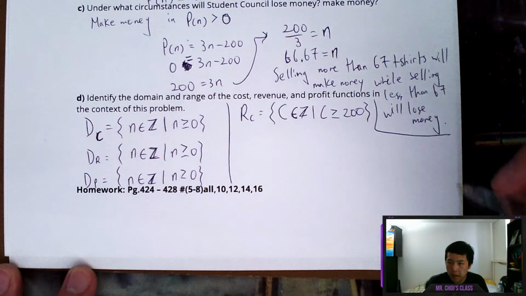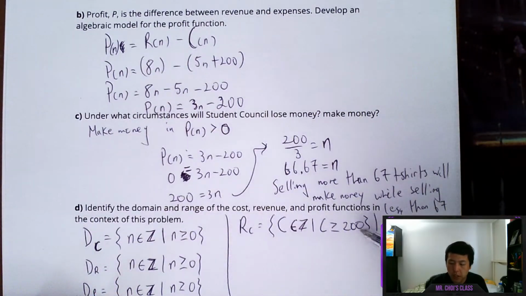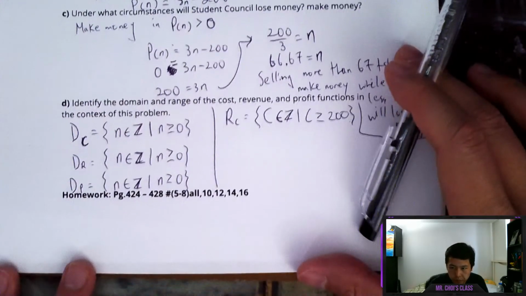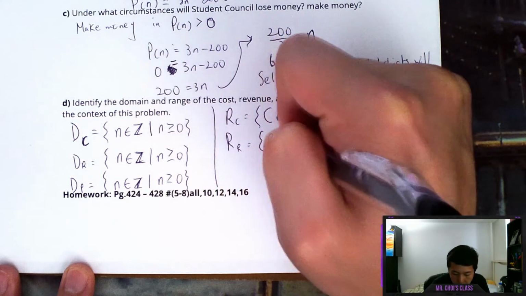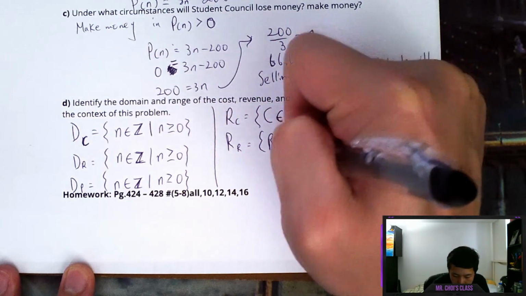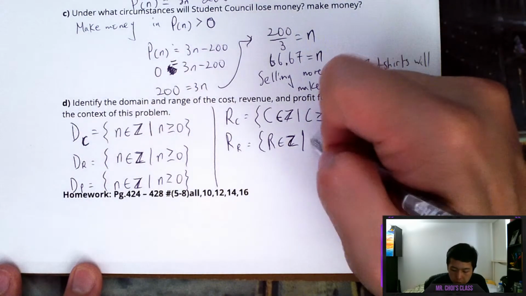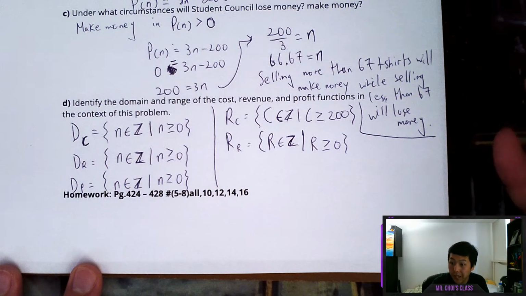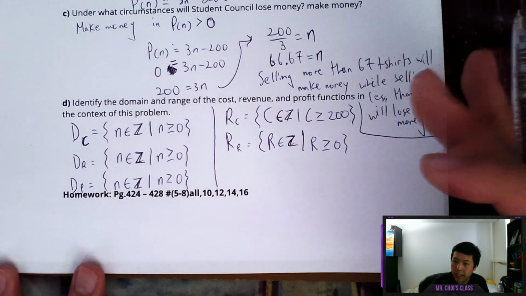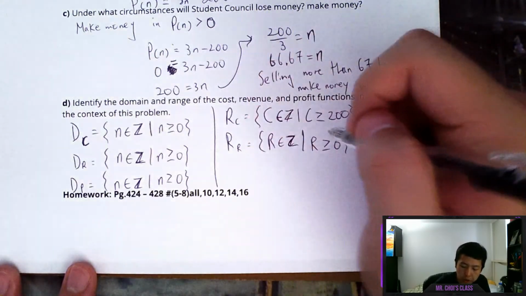Okay. So in our original function, since 0 is the lowest value that can go, it's going to start at $200 for the cost, and it's going to go up from there. The range of the revenue is going to be R, the set of integers where the revenue is going to start at 0, because we have revenue is equal to 8n, and the lowest value n can be is 0, so 8 times 0 is 0. So it's going to be greater than or equal to 0.